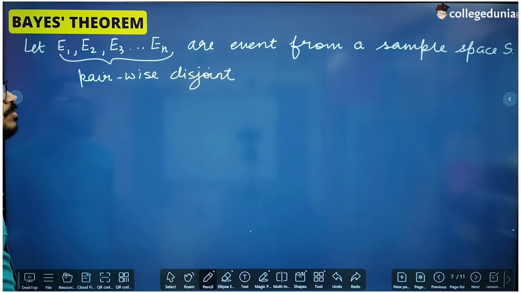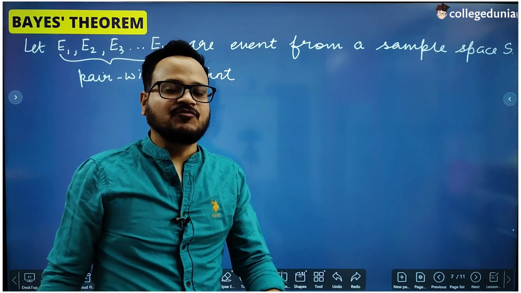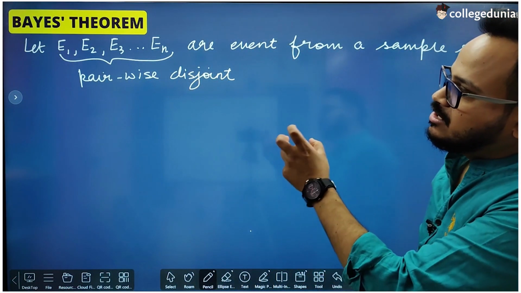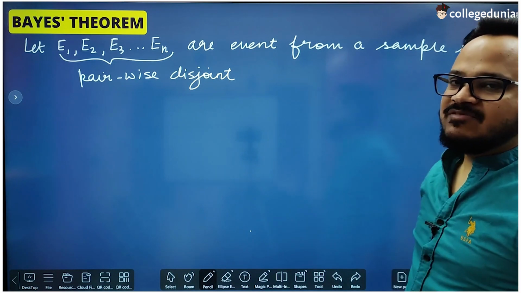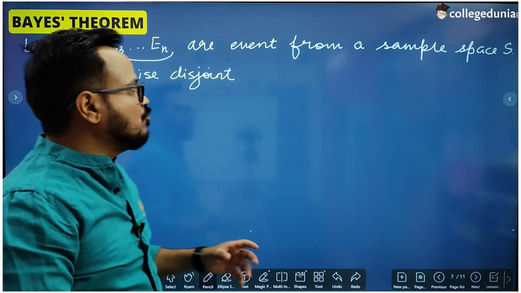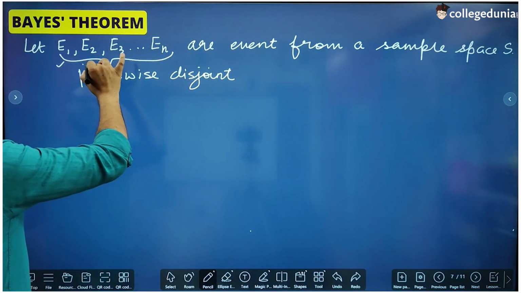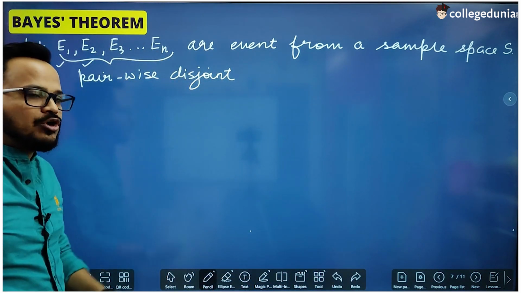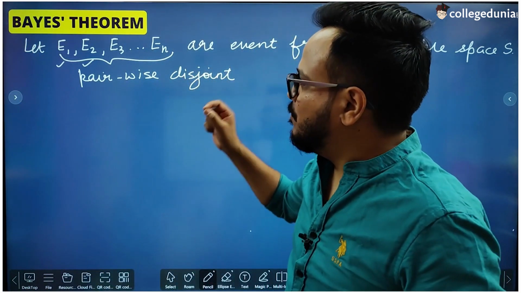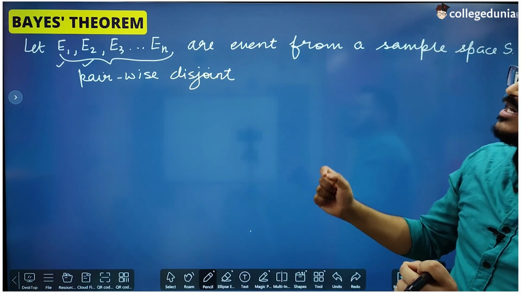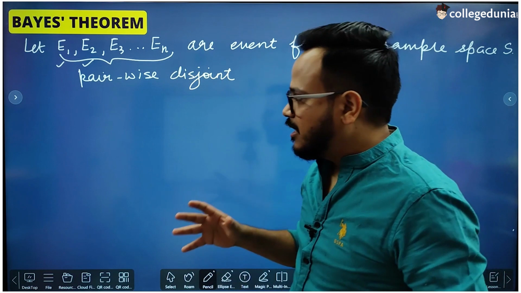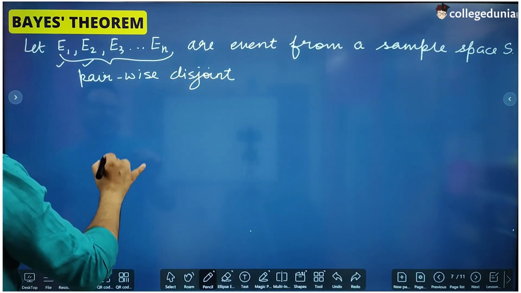All these events should be pairwise disjoint, which means if you pick any two events from E1, E2, E3 up to En, then those two events will be mutually exclusive, which means if you see the set of any of the two events, there will not be any element common in those two sets. So if you pick any two events, those two events will be pairwise disjoint, right? Okay.